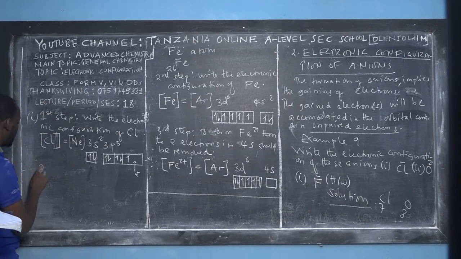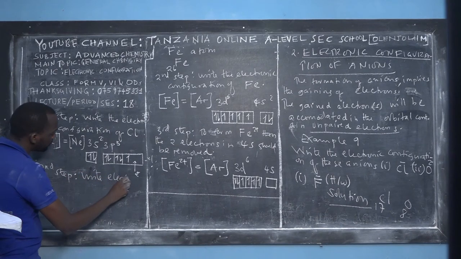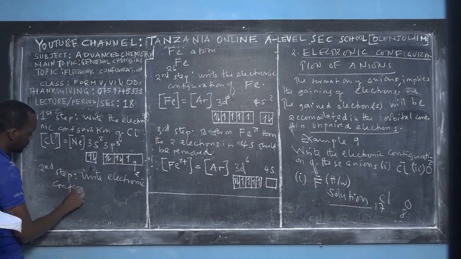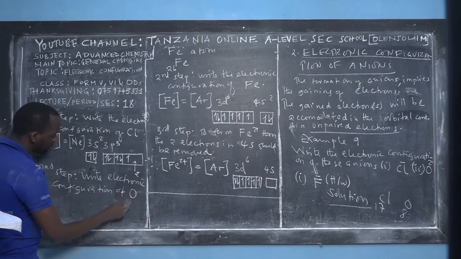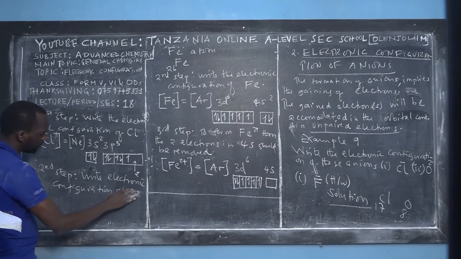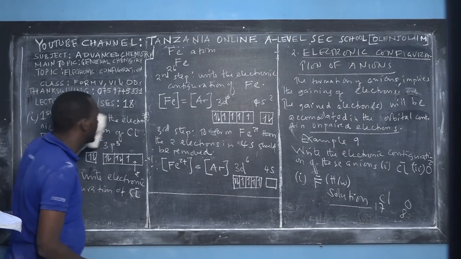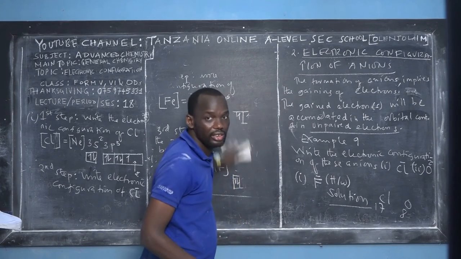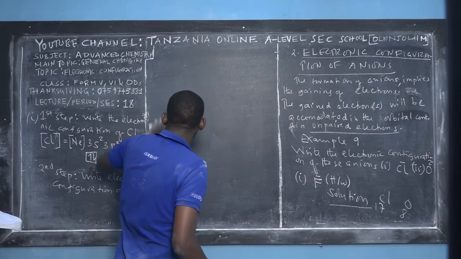So now we go for the second step. The second step, we say the electronic configuration of chlorine ion now. So let me write clearly here, so you may understand and enjoy the beauty of chemistry for the rest of your life.